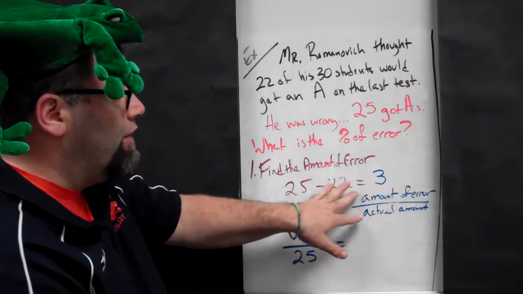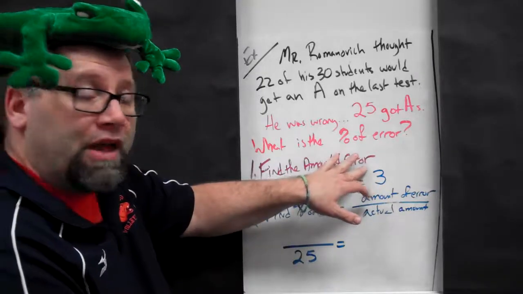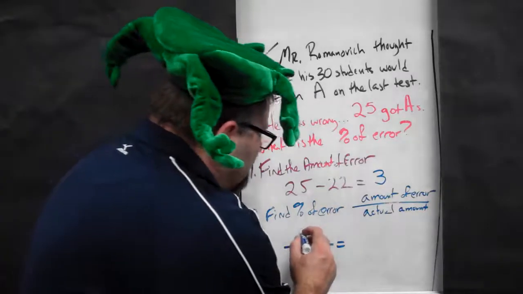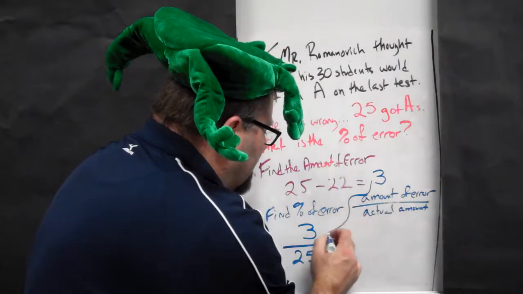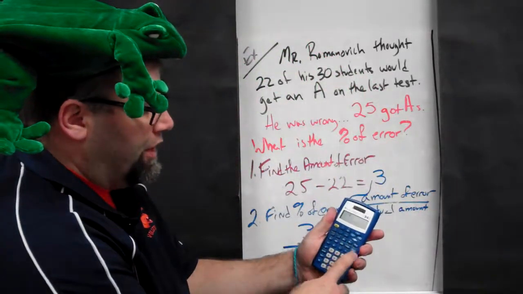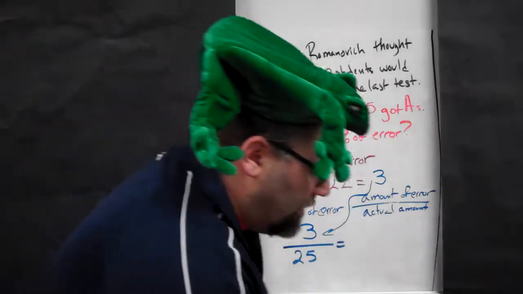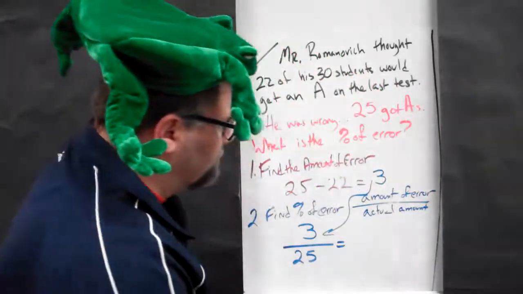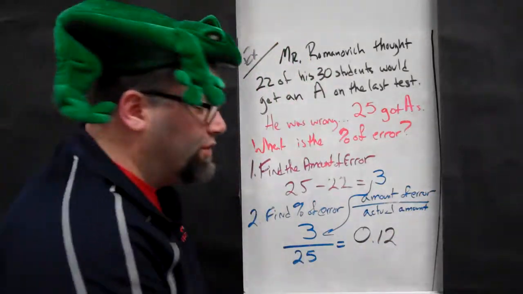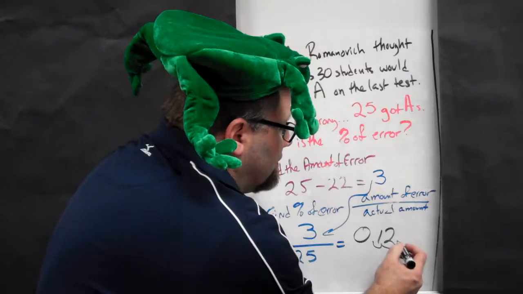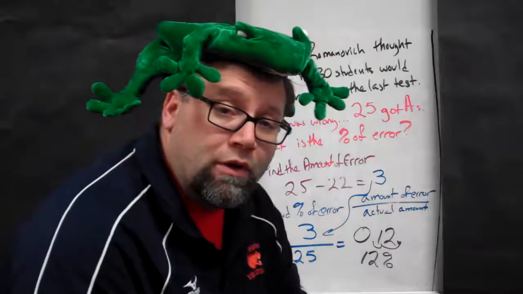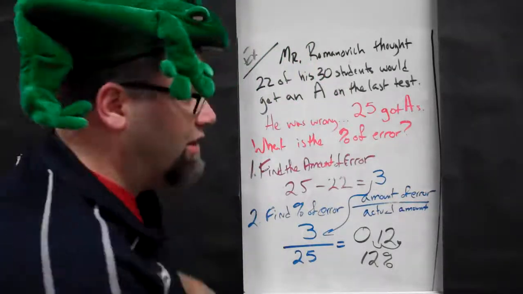In percent of error, we found the amount of the error, which was that I was off by 3. And then we find the actual amount, which was 25. So this little 3 comes down here. Then we check out our calculator. 3 divided by 25 is 0.12. Change that into a percent. Move it 2 spots, giving us 12%. Mr. Romanovich was off by 12% in his estimation.